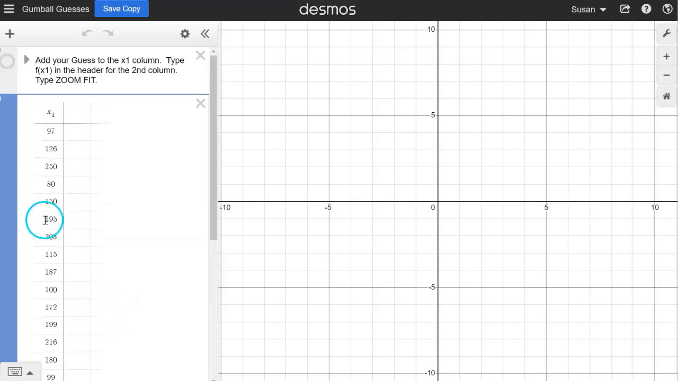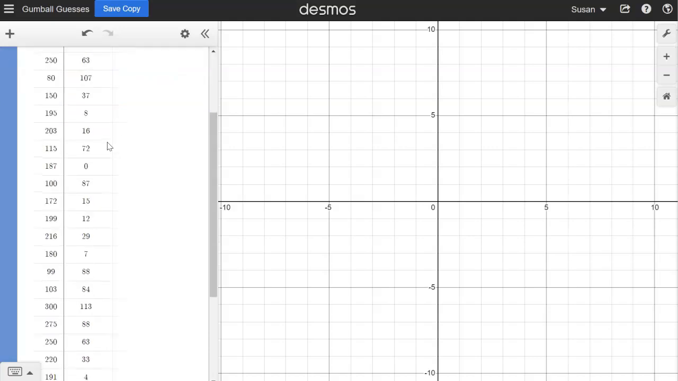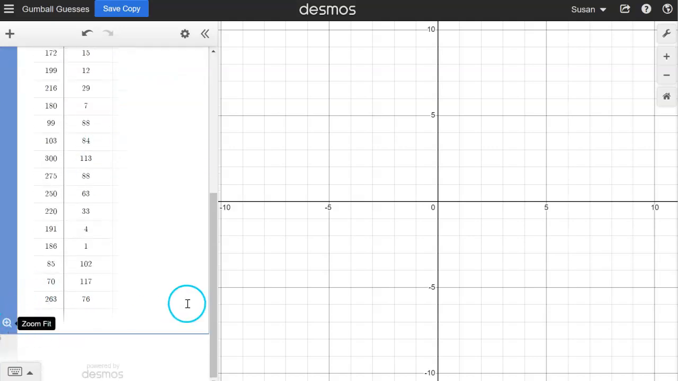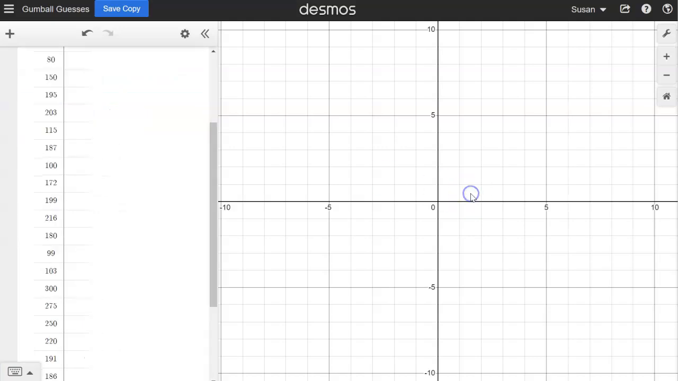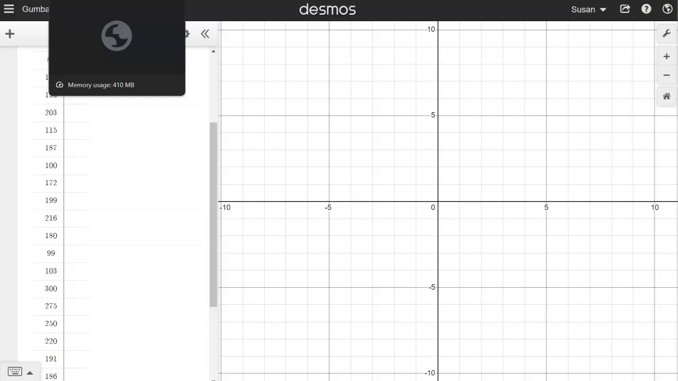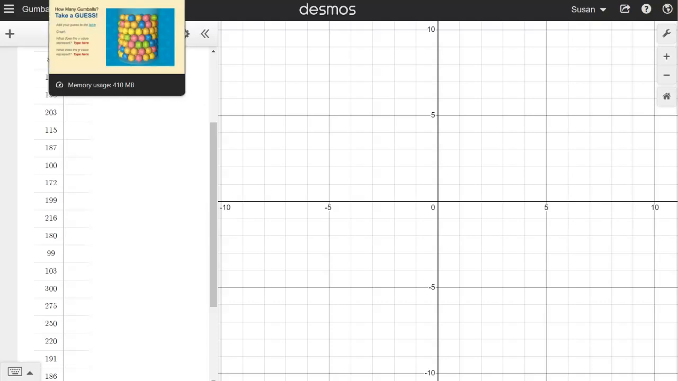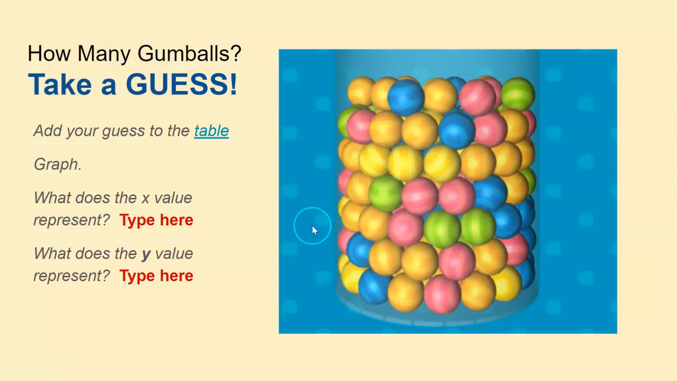Now it says type fx1 in the header for column 2. So they're going to type f of x1. And then they're going to type zoom fit. Well, I'm not going to click zoom fit, but I'll show you where it is. It's down here. And when they click zoom fit, they should see their points. So that's all I'm going to say. I don't want to do it for you because I want them to do it without seeing this. But once you do that, it should be clear what's going on. There should be a pattern in the data.